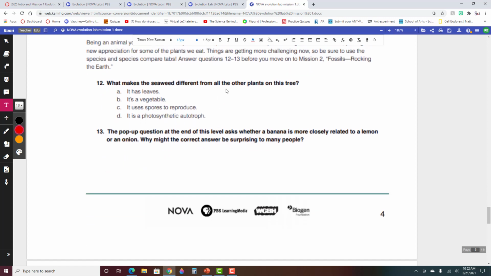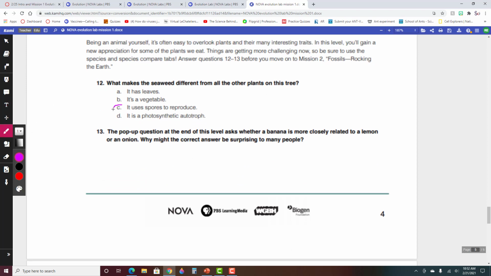So what makes seaweed different from all the other plants on this tree? The difference was that it reproduces with spores and not flowers, like other fruits and vegetables.